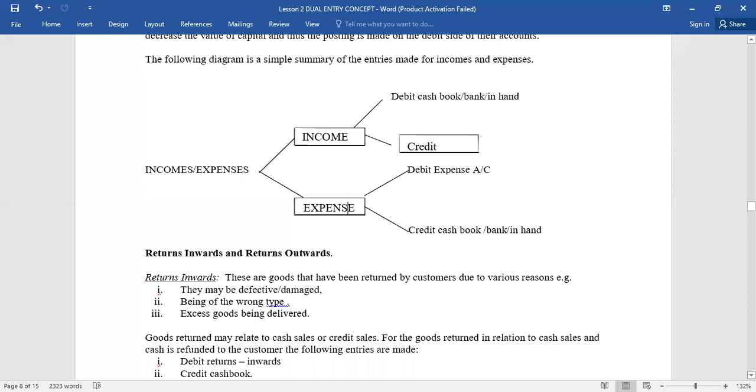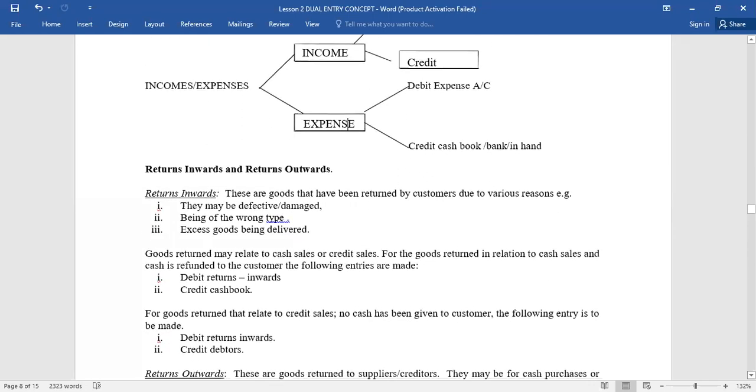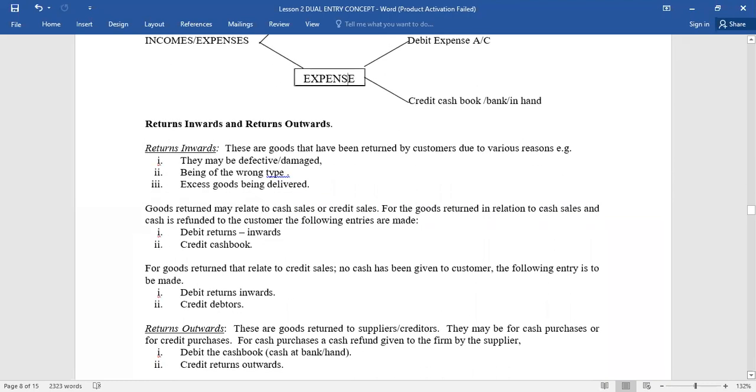So when goods are returned, of course, they are going to affect either the cash or the credit sales. So for the goods return in relation to cash sales, the cash is either refunded or you are given other goods. So what will happen? We are going to debit our return inwards and our cash is going down, so we are going to credit the cash. Now the opposite is true. So for goods return and they relate to credit sales, we are going to debit the return inwards and credit the debtors. I'm saying the opposite is true.